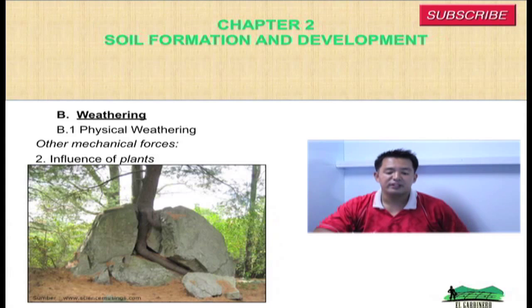The other mechanical force is the influence of plants, basically the plant roots. If seeds of plants are deposited in rocks or rock crevices, time will allow the seeds to germinate and become a tree. And then the roots of the tree find their way from the rock to the soil and can have an influence in the disintegration of the rock, as shown in the picture.